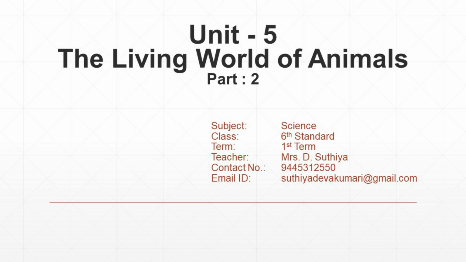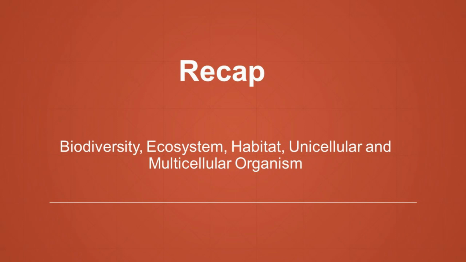First, we learned about biodiversity. Biodiversity is the variety and variability of life on earth. Next, we learned about ecosystem. An ecosystem is a community of living organisms and non-living components linked together through nutrient cycles and energy flows. Next you learned habitat. Habitat is the living or dwelling place of an organism.